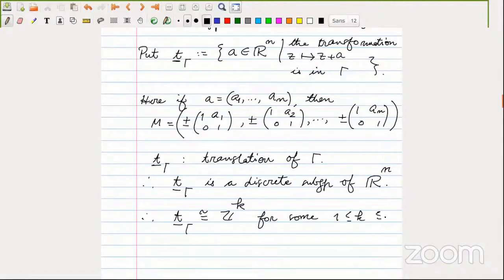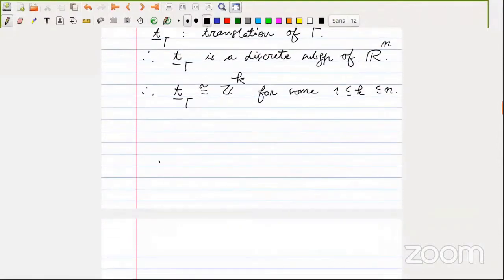For some one less than k, less than n, like this. And what is important for us is going to be especially the case when the translation group is equal to n, okay? So it is important because that will allow us to define the cusp at infinity, okay? So also recall this notion of a fundamental parallelopiped, okay?